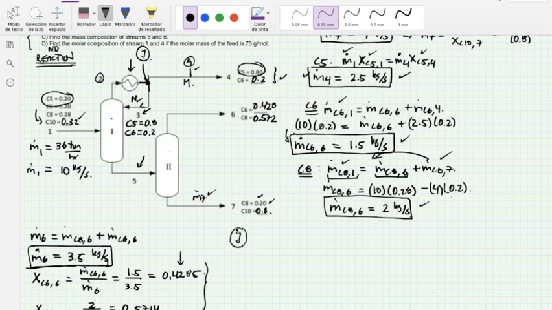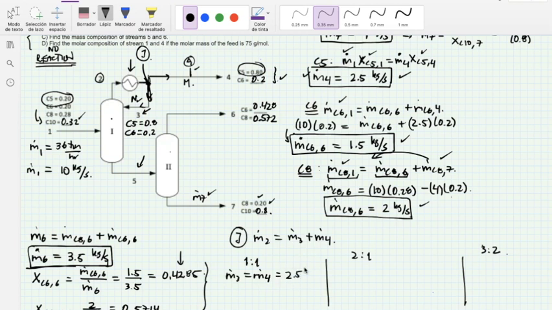You can go and say, well, let's just do a mass balance into J, and you will get that M2 equals M3 plus M4. This is correct. So M2 is going in, M3 is going out from this junction, and M4 is going out also. But now you have cases. You have cases for when this ratio is 1 to 1, when it is 2 to 1, and when it is 3 to 2. Those are the ratios. This means that, for the first case, M3 equals M4. So I already know the number of M4, which is 2.5 kilograms per second.